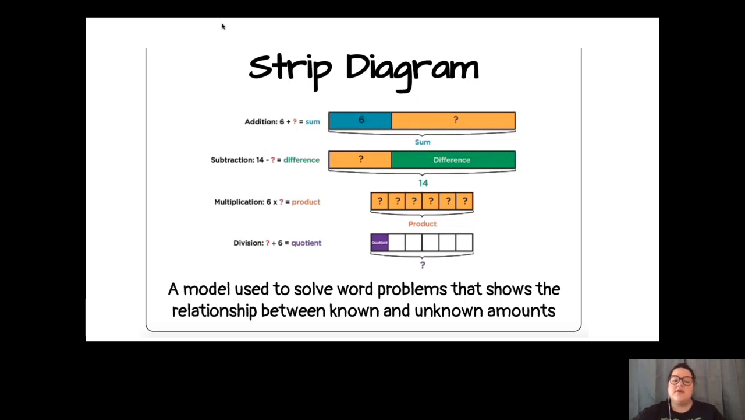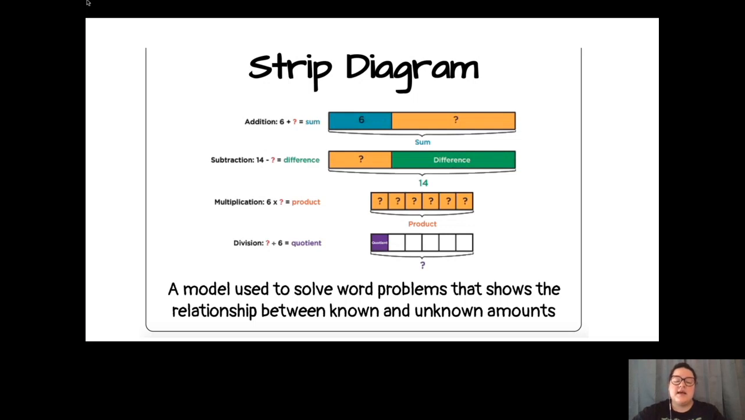So we have the example for addition. 6 plus an unknown is your sum. So it shows the 6, the unknown is that question mark, and the sum is the total of both of those. That is your addition. Subtraction, 14 minus unknown is the difference. It has the unknown, the difference, and then together that's 14.